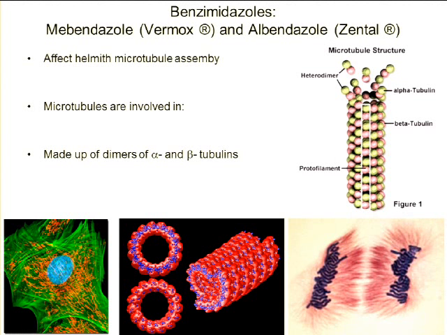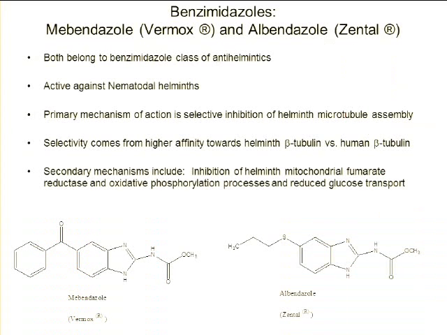Microtubules are typically made up of alpha and beta tubulins, as you see here. So here's alpha tubulins in green, and the beta tubulins are in the pinkish color, and they kind of intertwine with each other to form this tubule. And so what these drugs do is they inhibit the microtubule assembly by binding to the helminth beta tubulin. They bind the beta tubulin of the worm with higher affinity than they bind beta tubulin of humans. So that's essentially how they work. If you bind beta-tubulin, the microtubules can't do all those things we said.